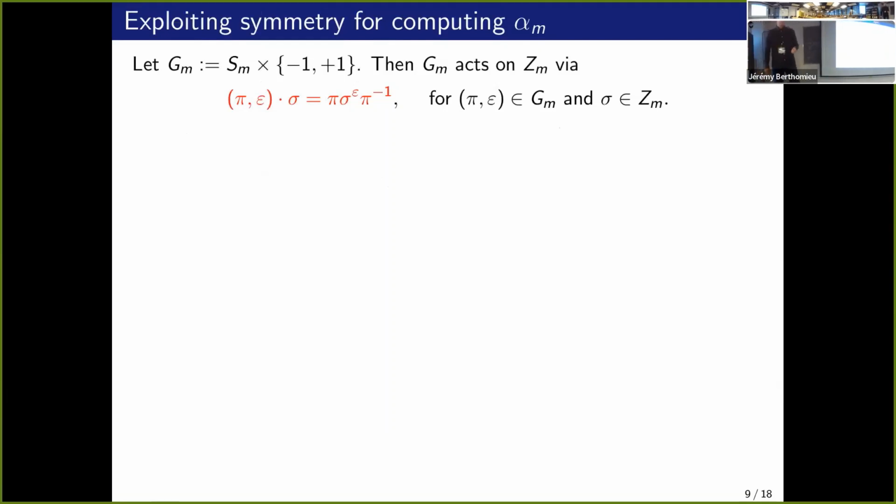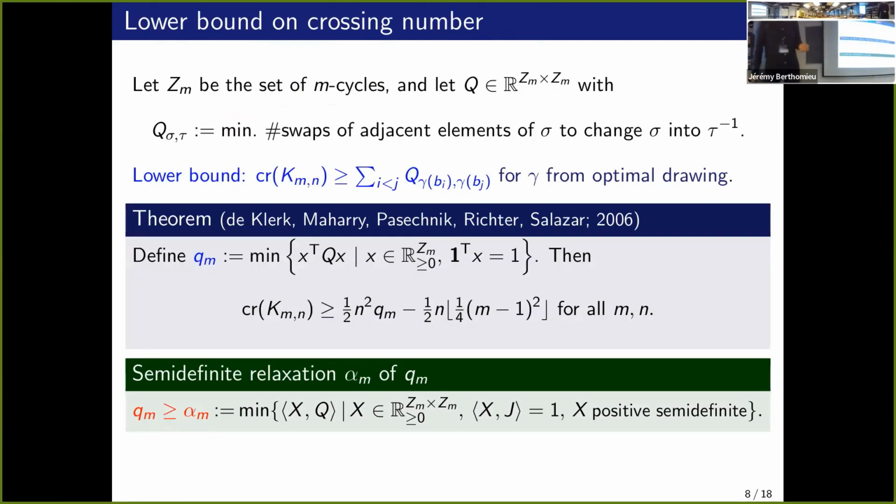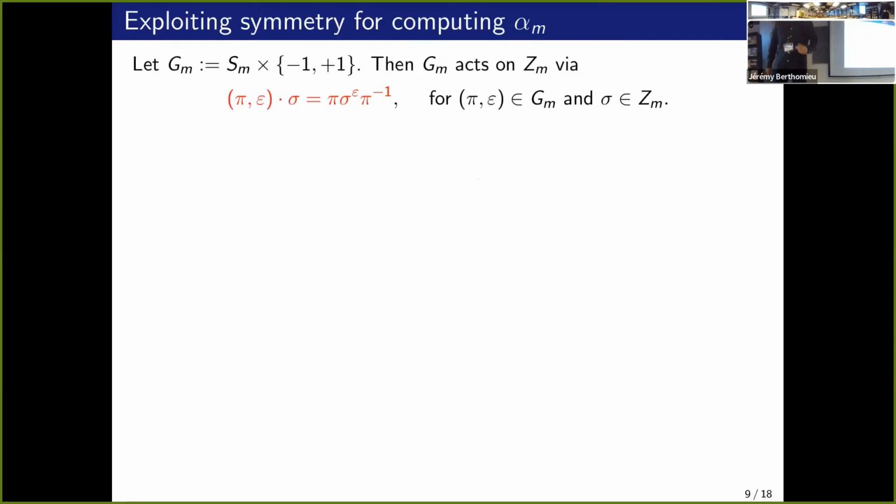Good. Now we have a semi-definite relaxation, but still there's a problem, because this set Zm is very large. It has cardinality (m-1) factorial, and it grows very fast. So we want to exploit the symmetry to compute this parameter. We consider the following group Gm, which is the direct product of Sm with the abelian group of order 2. And Gm acts on the set of m cycles.